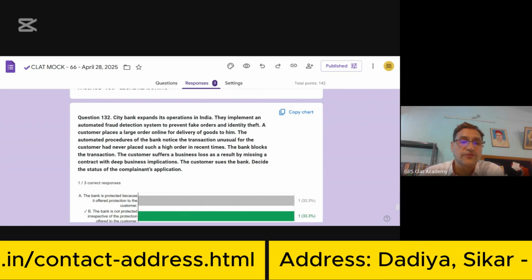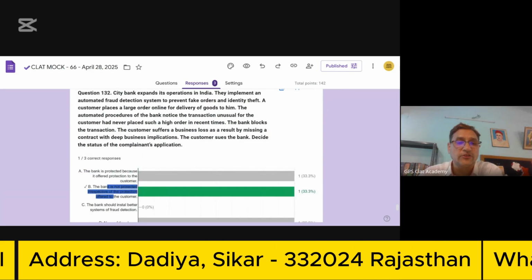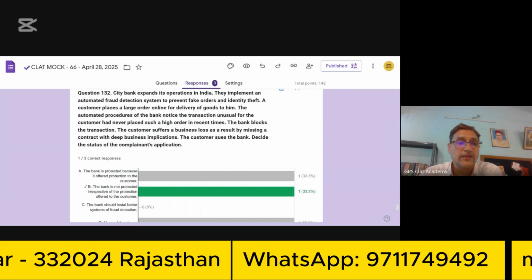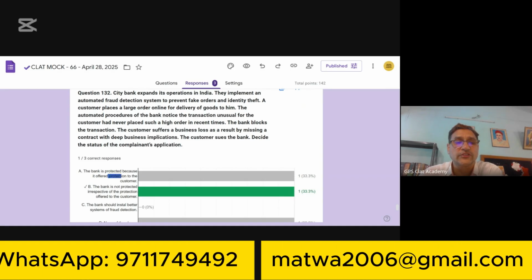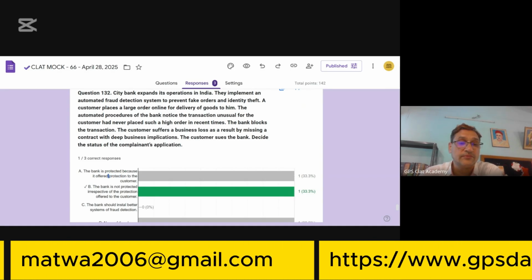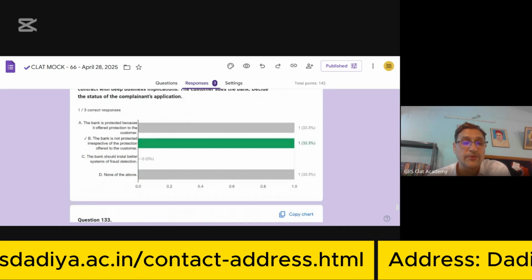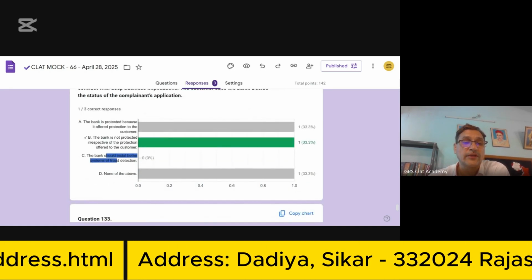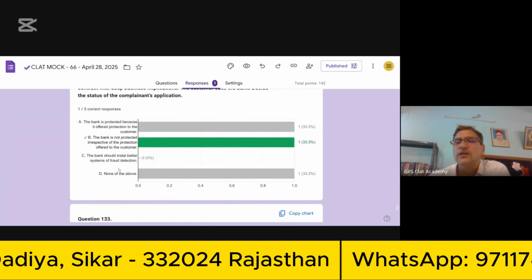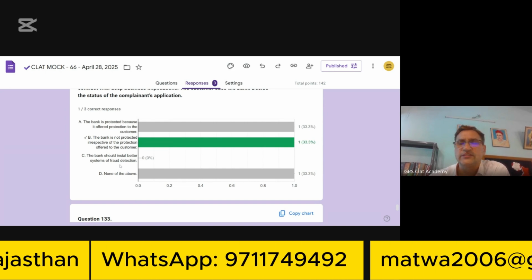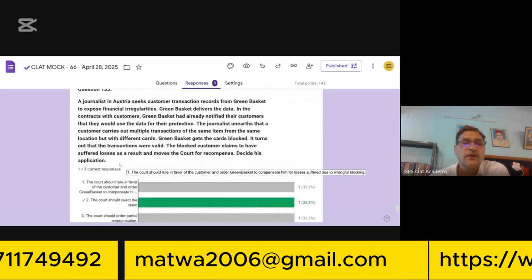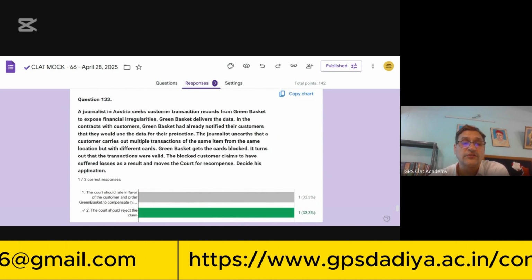Right? Bank is not protected irrespective of the protection offered to the customer. Right? Bank is protected because it offered protection. No. This may not save the bank because they have not complied with the mandatory requirement of law. Bank should install a better system of fraud detection. That is tangential. Okay?